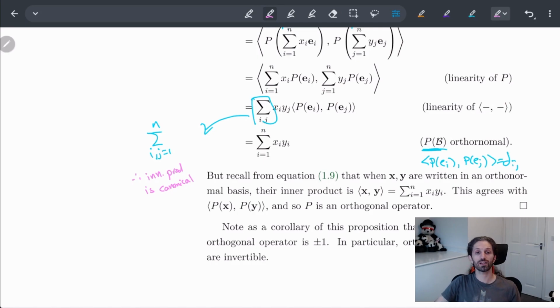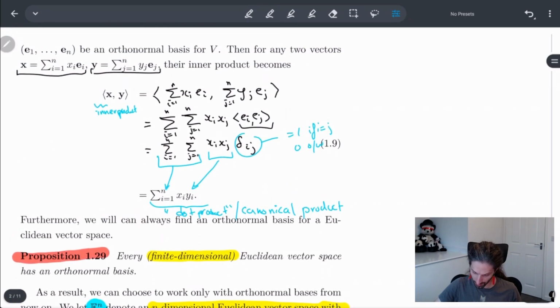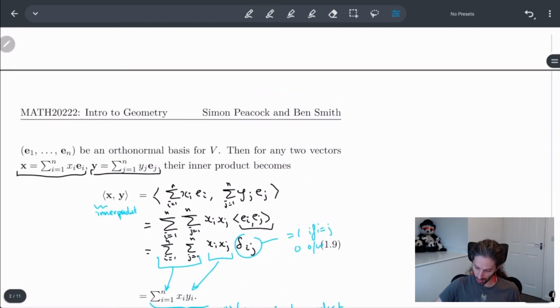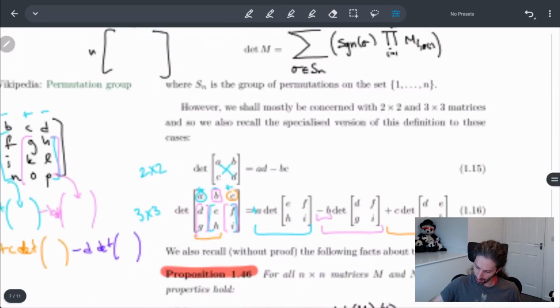But what we have is, if we recall 1.9, so let's look at 1.9 here. If I look at equation 1.9, this is this whole fun thing. We basically said that in this case, this equation here, which is exactly what we have, x of y is equal to the inner product, then this gives us an orthonormal basis. So this is on page 2, or I guess technically page 13 if we're looking at all the notes.